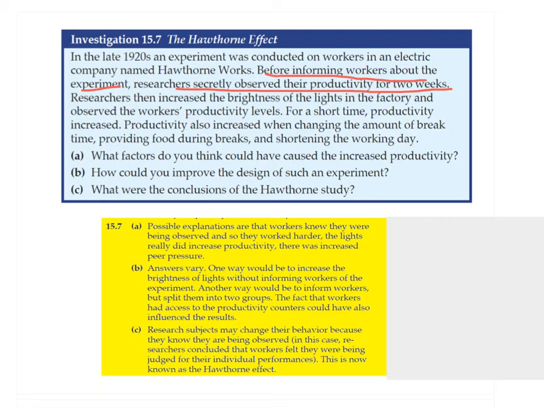Part C, what were the conclusions of the Hawthorne study? Research subjects may change their behavior because they know they are being observed. In this case, researchers concluded that workers felt they were being judged for their individual performances. This is now known as the Hawthorne effect. So you might have heard that, but we see it a lot, even when teachers are observed. Sometimes they put on a really great lesson that day because they know they're being observed.